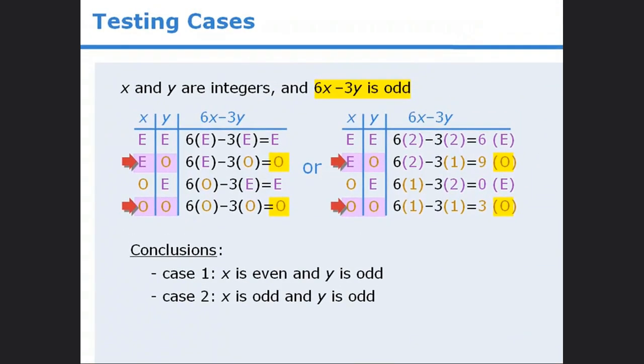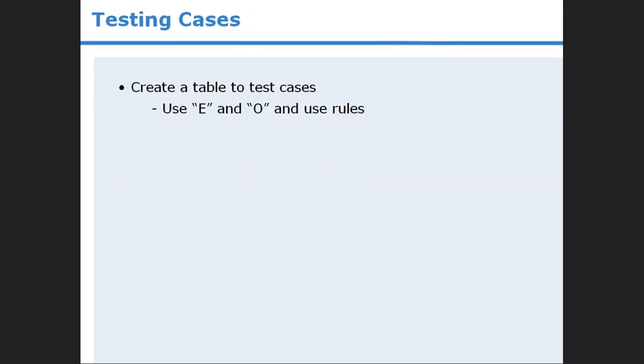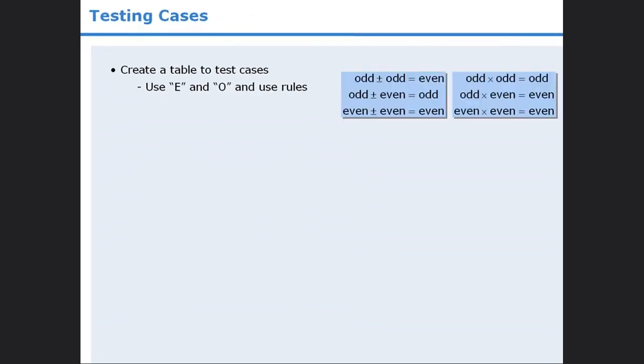Okay, as you can see, we now have a systematic technique for drawing conclusions about expressions involving even and odd numbers. So when you encounter a question involving even and odd numbers, consider creating a table to test the various cases. If you use a table, you can use e's and o's to represent even and odd numbers, and then apply the following rules. Or you can plug even and odd numbers into the expression, and then evaluate the expression. Finally, once you've tested each case, you can draw conclusions based on the various outcomes.